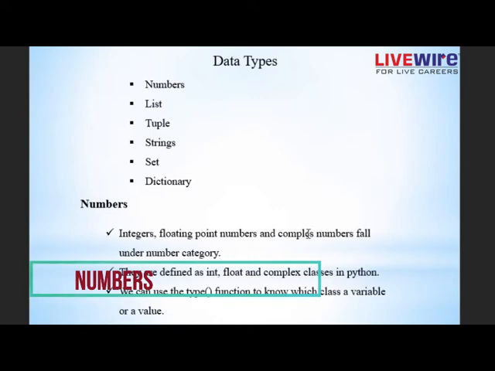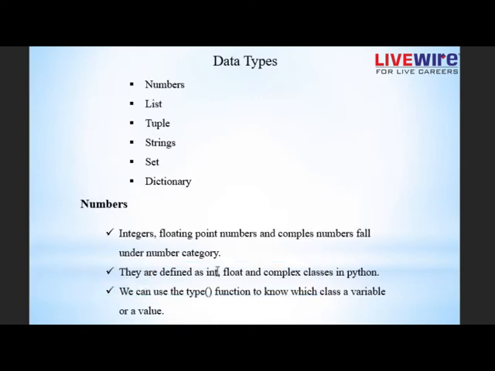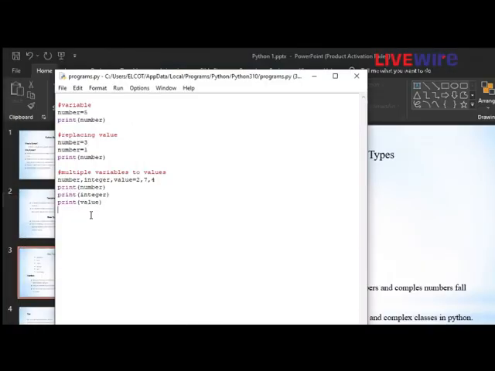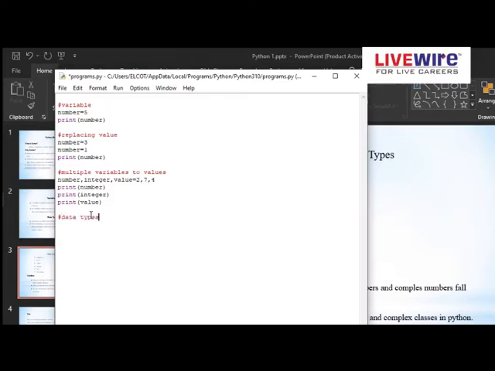There are three categories in numbers: integer, floating point and complex. For each category there is a keyword: int, float and complex. And we can also use the type function to mention which type of data is there. Okay, now we'll try this.